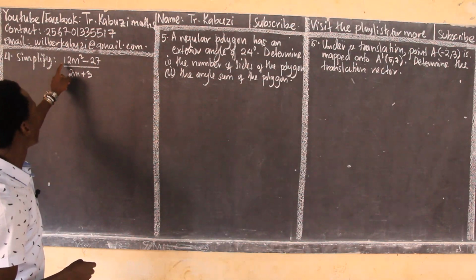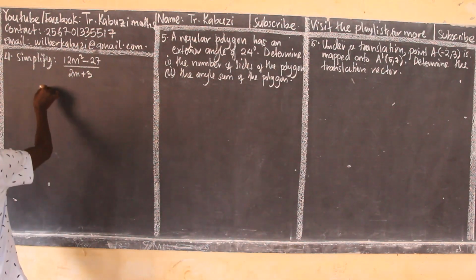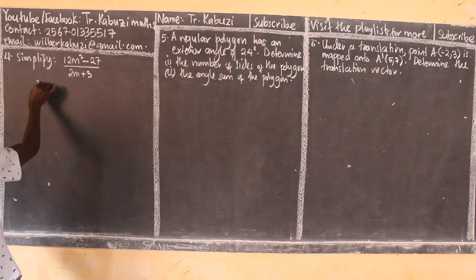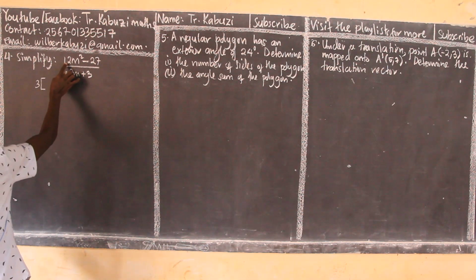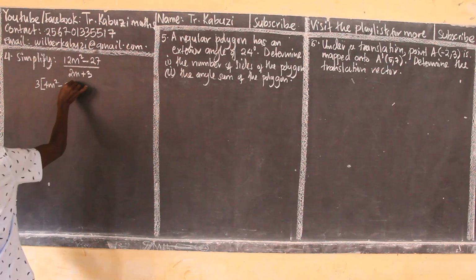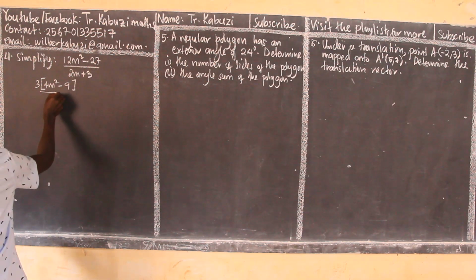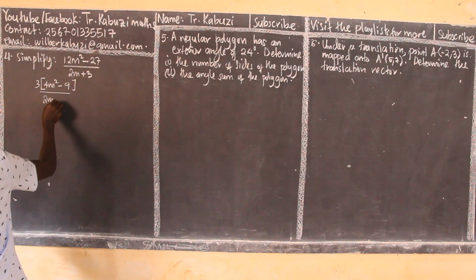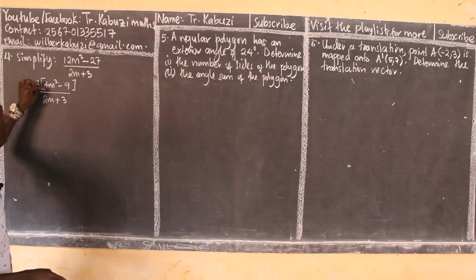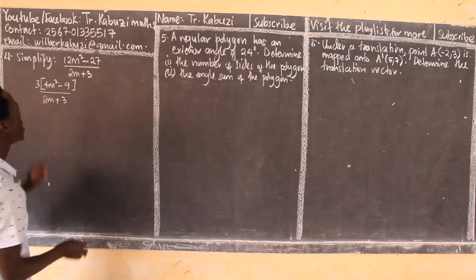So from here, I'll factorize a 3 out. The whole of that will be equal to 3 in 2 now. If I factorize out a 3, I get 4m squared minus 9, then the whole over 2m plus 3. Now you see that I can see this one is a square. I can put the whole of this thing as a square.